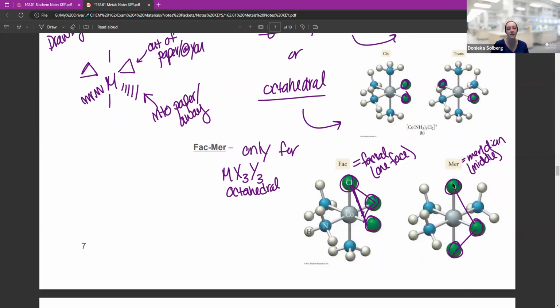And if you, in this case, were to look at the chlorines, they are all in the same plane. So they're all down the middle. This one is called MER because they do not connect and make a face. Now, how do you draw these in 3 dimensions?